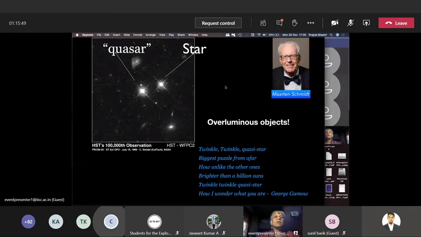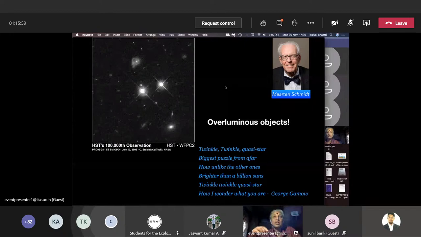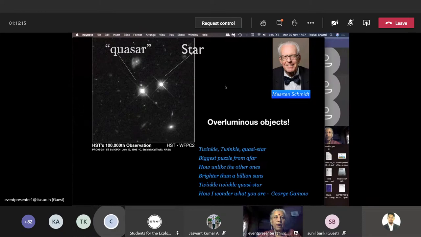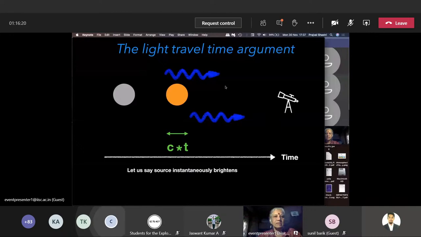But it was a bit worse than that, because these quasar objects were seen to change. Their brightness seemed to change on timescales of months or even weeks. Now, that means something very, very significant by what we call the light travel time argument. I'll just explain what that is. It's a very simple argument, but it tells us something very, very profound.